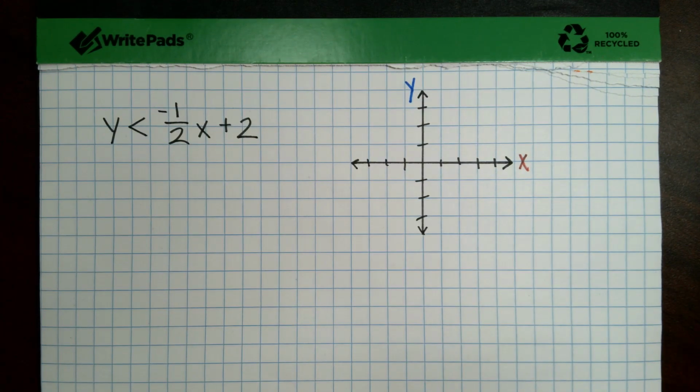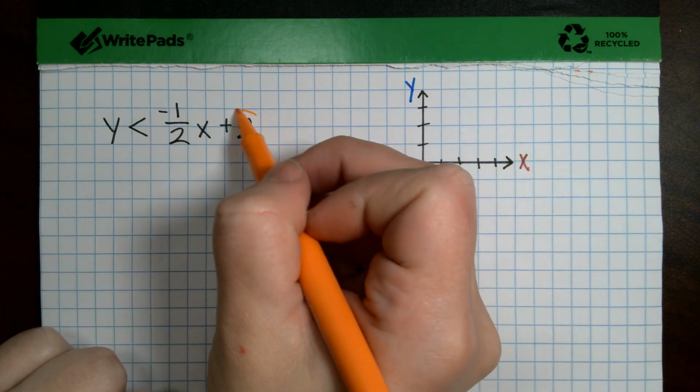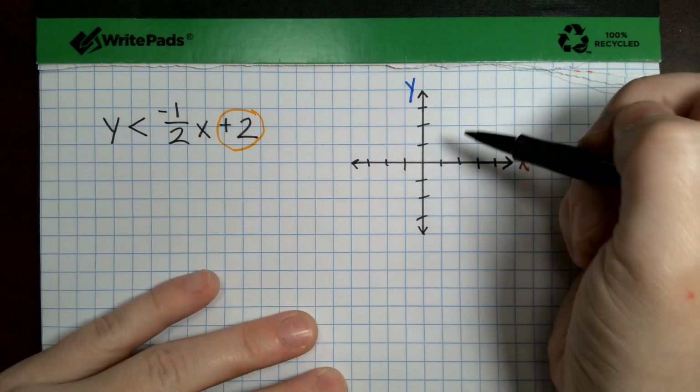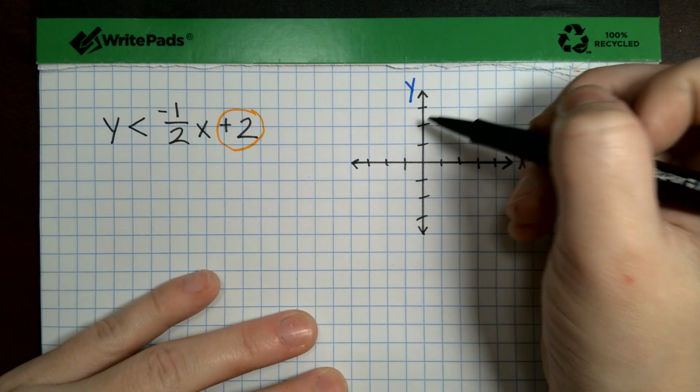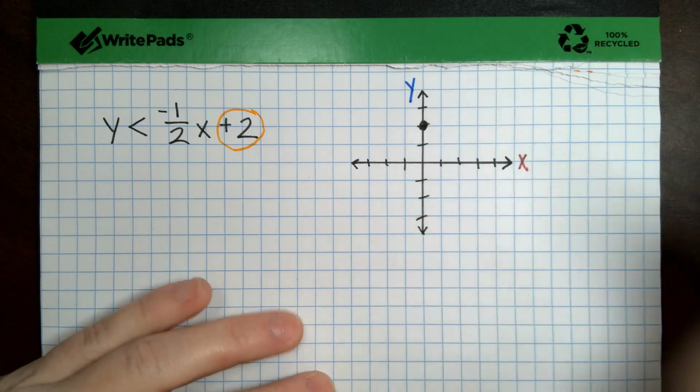Okay, so once you've got your graphs drawn, let's go ahead and start by figuring out what our first point on this line is going to be. What should I look at to figure out my first point? Yeah, my y-intercept or my b, and in this case it's a positive 2. So where's my first point? Up 2 on the y-axis. Our point is (0, 2), if we want to be specific. Perfect.